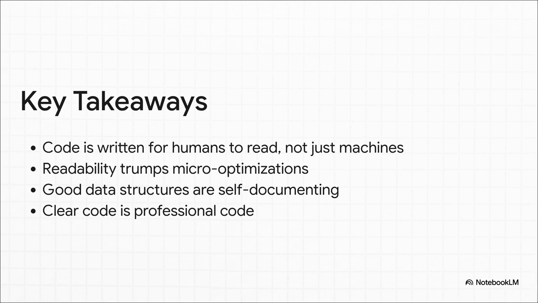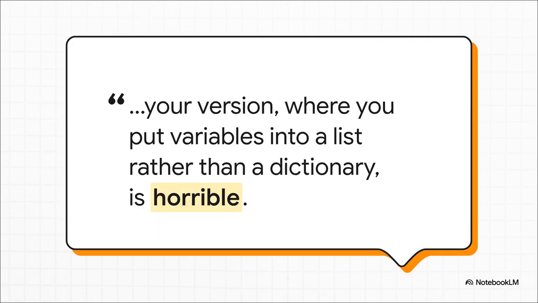And look, at the end of the day, this isn't just about style points. Writing clear, maintainable code is what separates a hobbyist from a professional. And, you know, maybe that user vinyl emulator put it best, if a little bluntly. They said, what we can agree on is that your version where you put variables into a list rather than a dictionary is horrible. Haha. It's harsh, but it's a great point. Some things in coding aren't just a matter of opinion. Some choices are just fundamentally better for building software that lasts. And using a dictionary instead of a list for structured data, that's one of them.